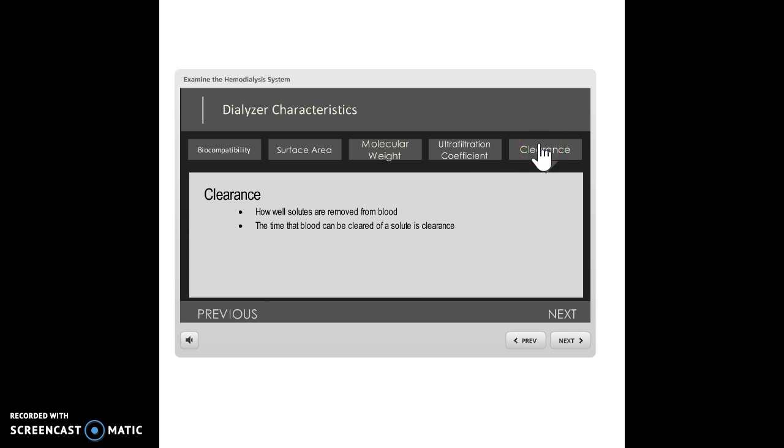Clearance is important. It's how well solutes are removed from the blood. We'll talk about clearance quite often in a facility. It's how well is that patient getting dialysis? Are we cleaning them well? Is their blood being cleaned well enough? Or do we need to do something to change that?